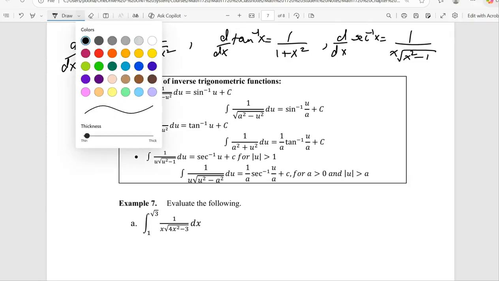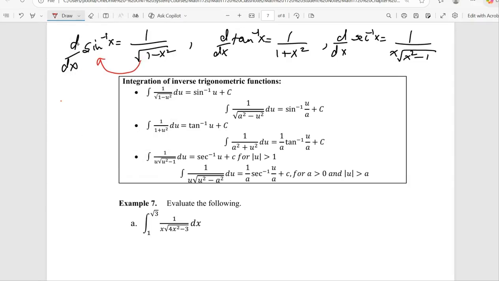Now, if we reverse the process from here to here, that's using antiderivatives, right? So the integral of 1 by square root of 1 minus u squared, looking at this formula, we can say that is sine inverse u. And using substitution, we can write that same formula as, if it is a square minus u square, then it'll be sine inverse u by a. So you have to add this formula to your formula list for integration.